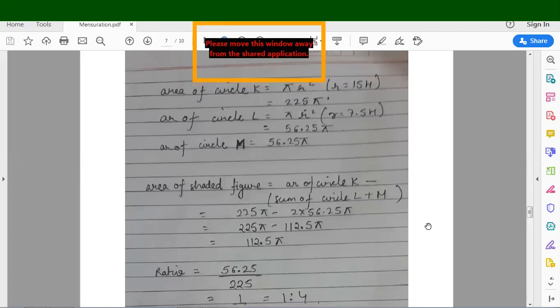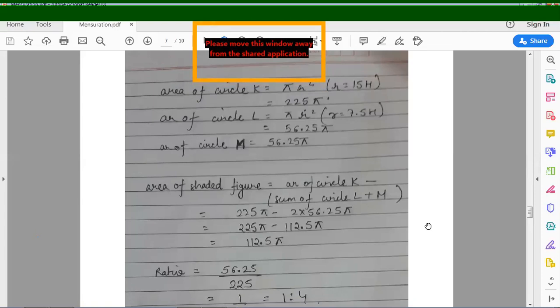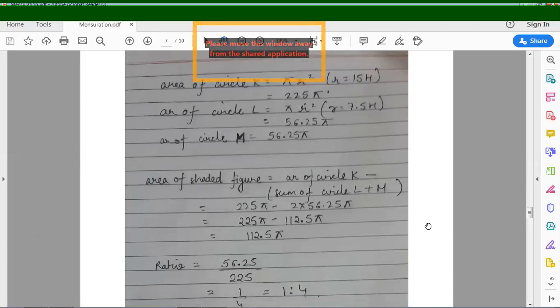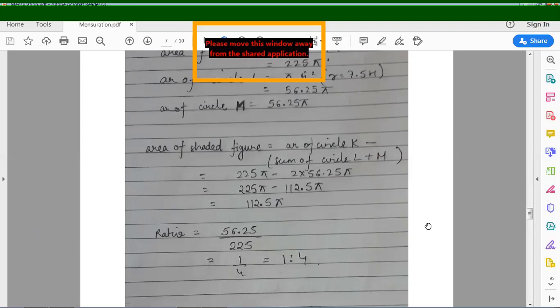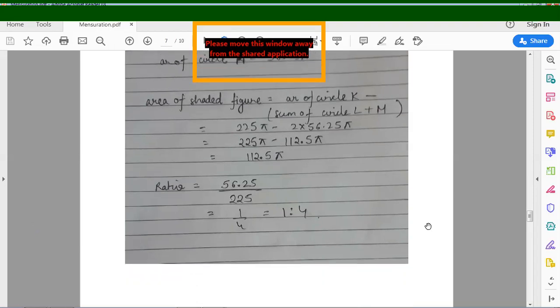So this is how you calculate the answer. First of all, you calculate the area of the bigger circle, that is K, that is pi r square. H is just a variable, you can omit it. There's no problem. So you first calculate the area of circle K, that is 225 pi. Then you'll calculate the area of the smaller ones. That is also easy. And now you get the area of the shaded region, which you can calculate by area of the circle K minus the sum of the circles L plus M. So you have got the answer 112.55. That was correct. And the ratio also. Just be careful with the calculations.